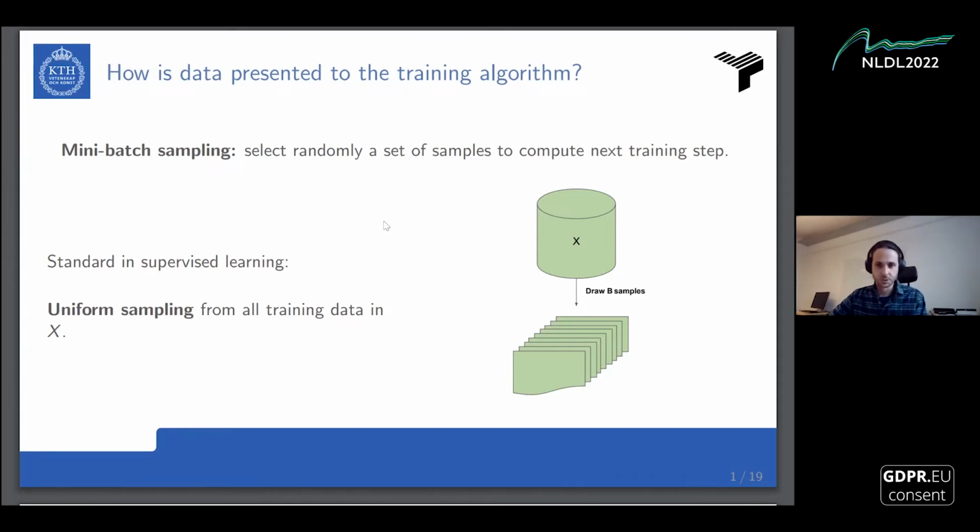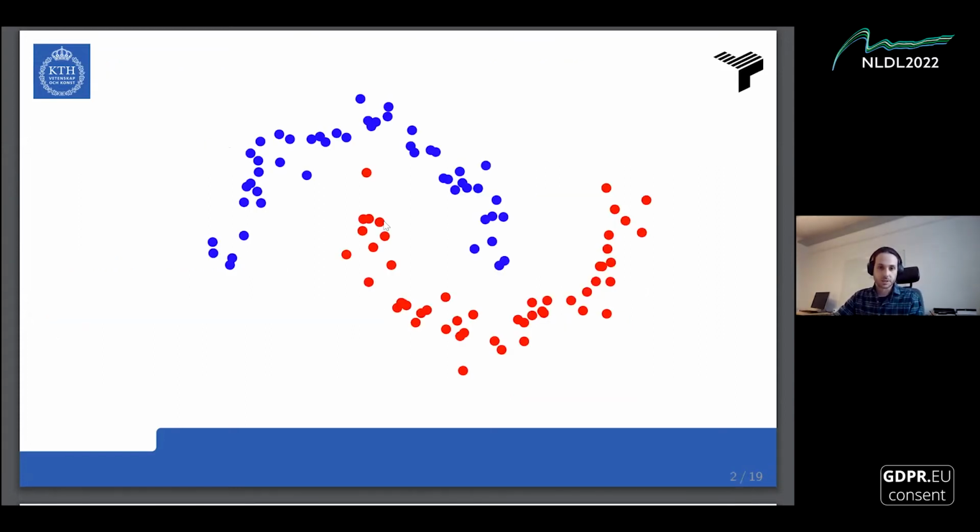So when you do mini batch sampling in basic supervised learning, you just select a number of samples B from the whole training set, and you typically assume that all samples are equally likely to get selected, so you are doing uniform sampling. So I'm gonna just quickly show how that looks in this toy data set, this 2Moon data set with two different classes, the red and the blue. Here we are highlighting just a bunch of these samples with these circles, and you just select some of them randomly. All of them are equally likely to get selected.